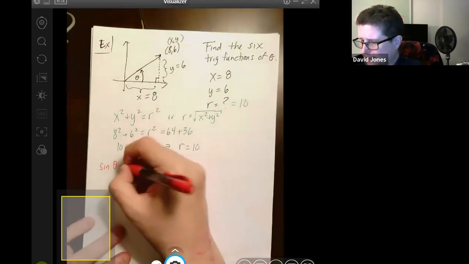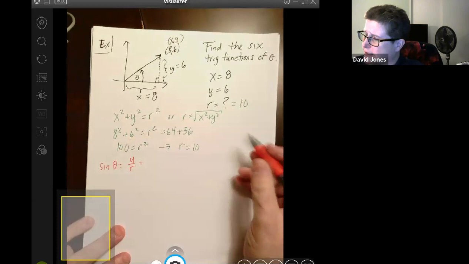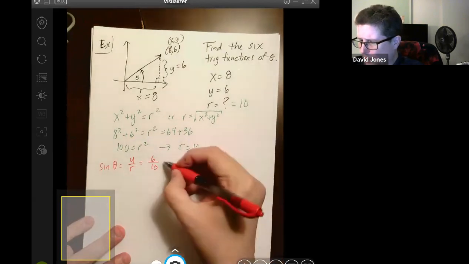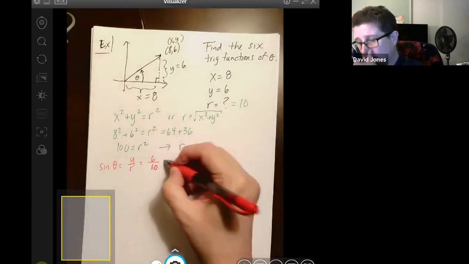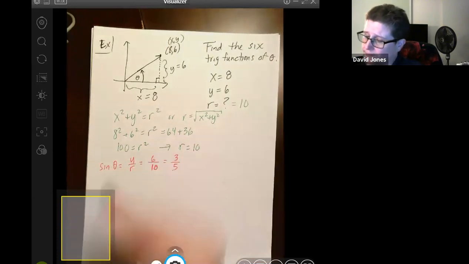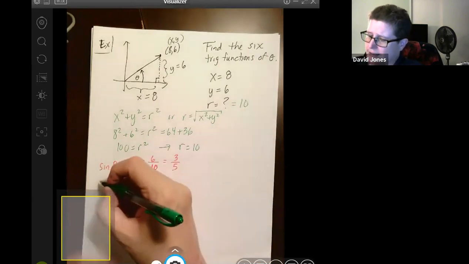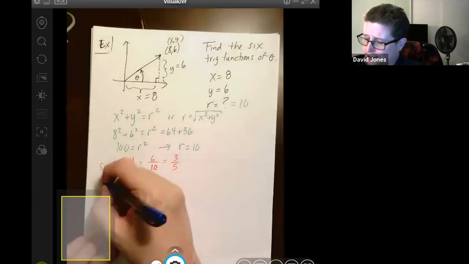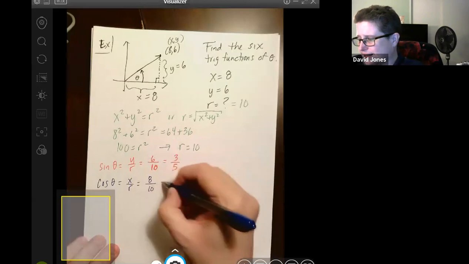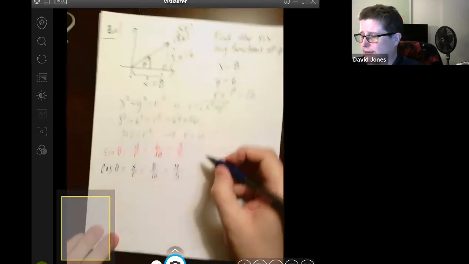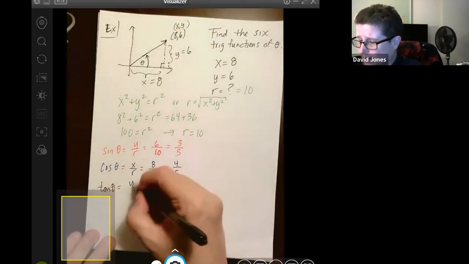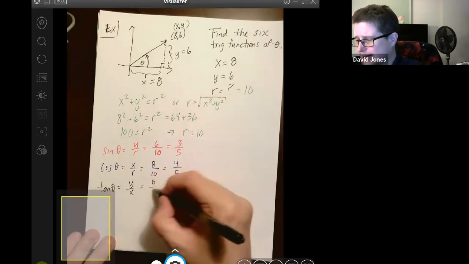Sine of theta is y over r, which is 6 over 10. And we don't want to leave it at that. We can reduce fractions when you can. This is 3 over 5. Then we've got cosine of theta, sorry. X over r, which is 8 over 10. And that reduces to 4 over 5. And finally, we have tangent of theta, which is y over x. 6 over 8 is 3/4.